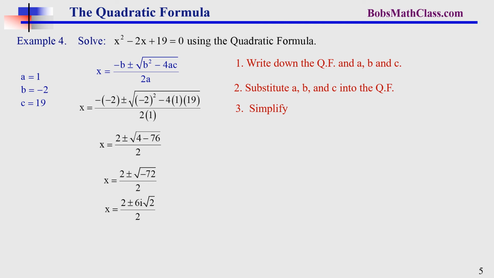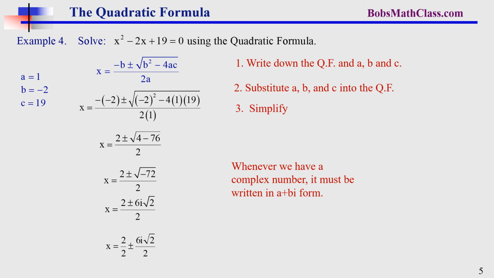Now, because it's a complex number, we have to write it in the form a plus and minus bi, or a plus bi. So we're going to write them both over 2. 2 over 2 plus and minus 6i square root 2 all over 2. Then we can reduce that. 2 over 2 is 1, and 2 goes into 6 3 times.